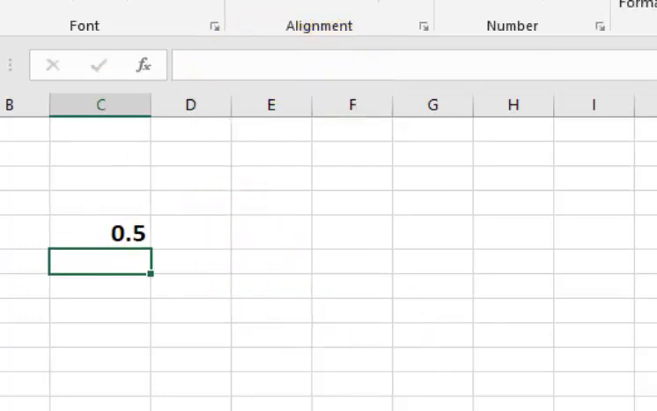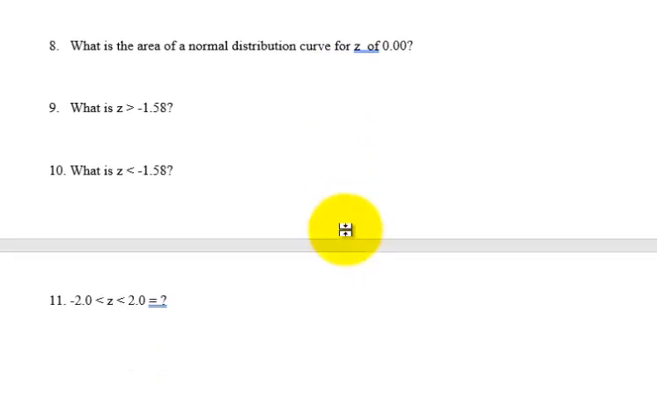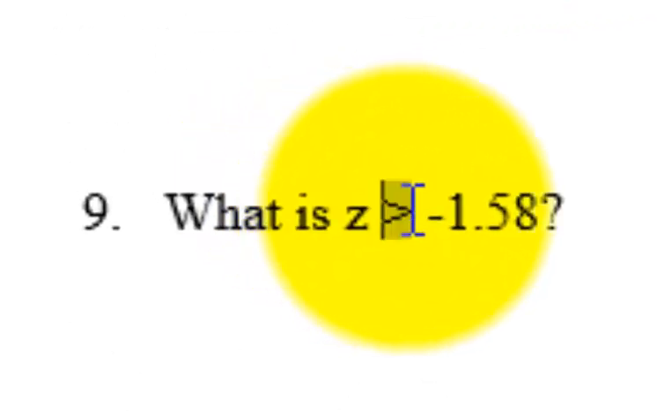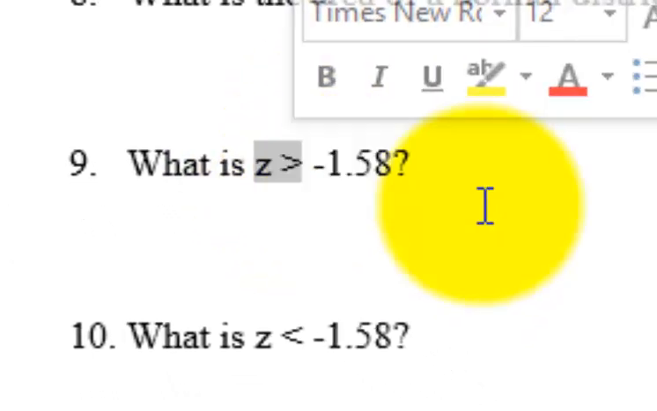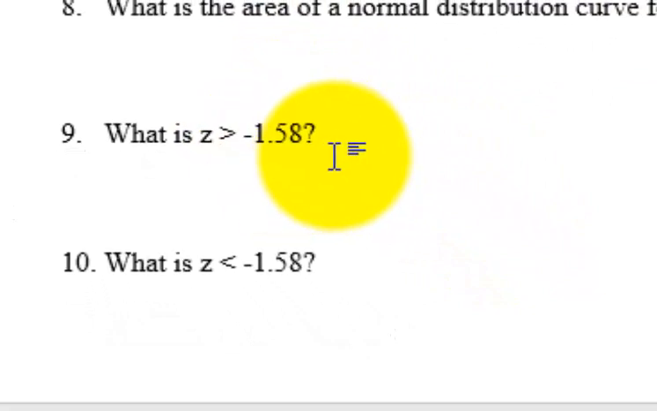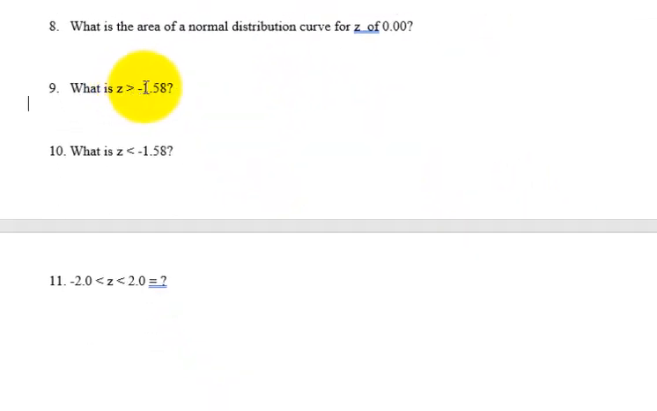Perfect. Up to this point, we were doing less than whatever the z-score is, because that's the value of the area under the curve. But now we have a greater than. The greater than problem is a little bit different. You find the area under the probability curve for a z-score of negative 1.58, and if it's greater than, all you do is subtract it from 1. Let me go ahead and do that for you real quick.